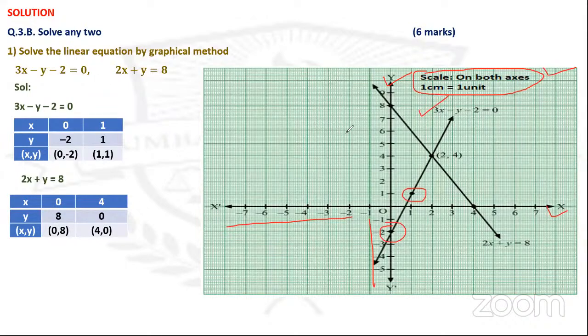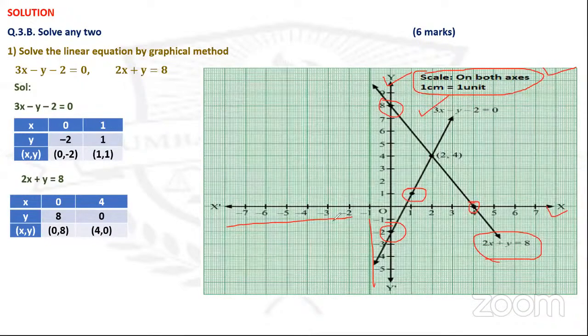The next point, 0, 8. Check, 0, 8 will come here. After that, 4, 0. X is 4, y is 0, will come here. Draw the line. Write the equation, 2x plus y equals 8.